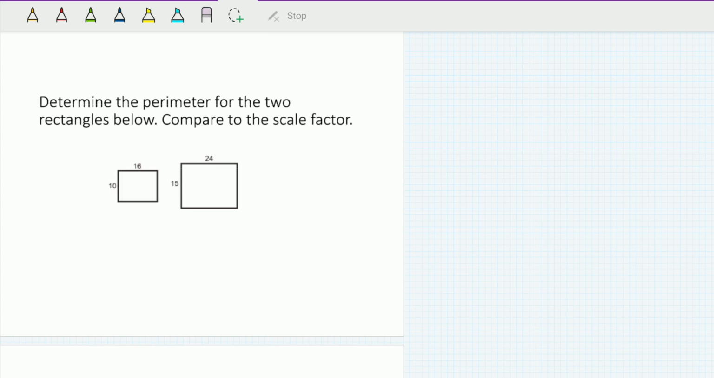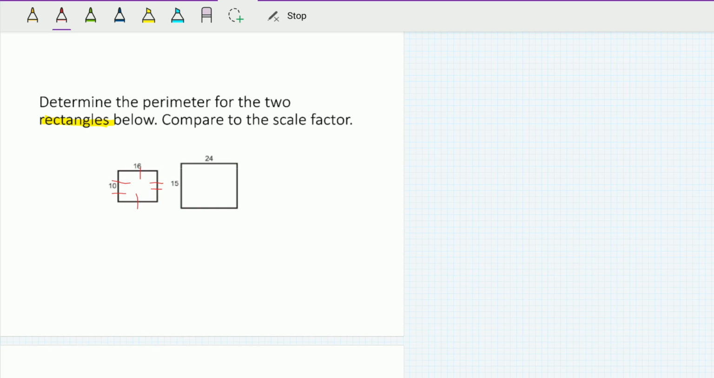Let's determine the perimeter for the two rectangles below. I chose rectangles very specifically, and then compared to the scale factor. The first example is going to show you why that's true. For the smaller shape, I'm going to do little tick marks. Those two sides are equal to each other because it's a rectangle, and these two sides are also equal to each other, congruent, because it's a rectangle.